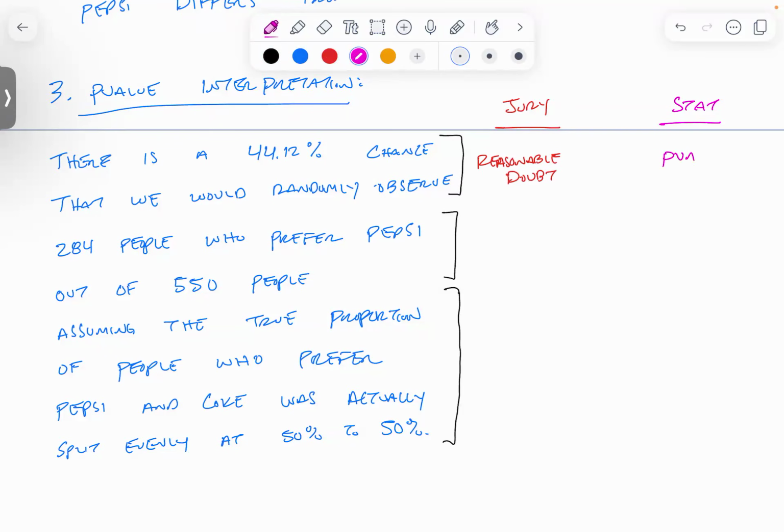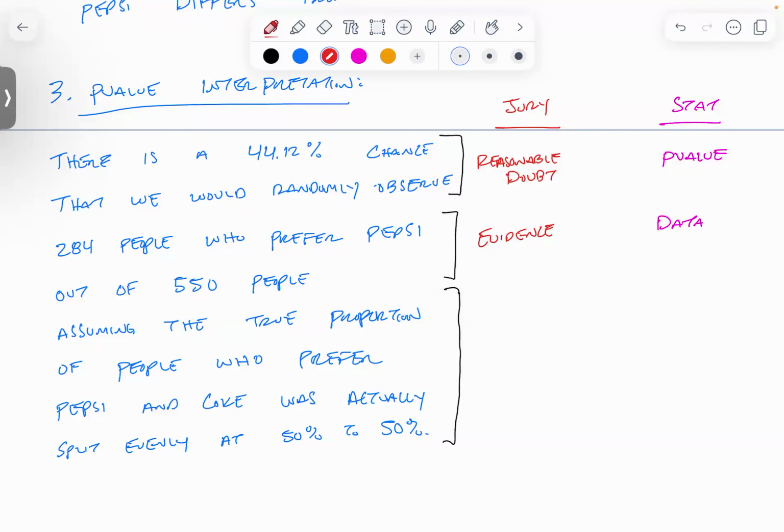And basically, that's what a p-value is, right? That's the actual discussion of the p-value. Then 284 people who prefer Pepsi out of 550 people. That's the evidence, AKA the data, the statistical part. It's not that we're collecting the bloody clothes. It's the data that we collected.